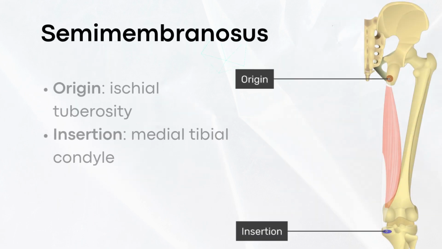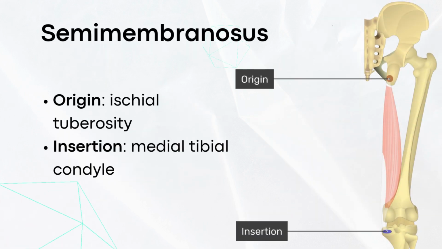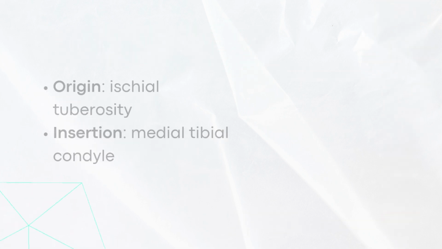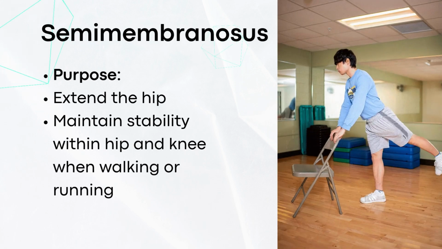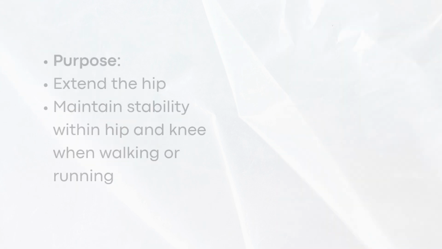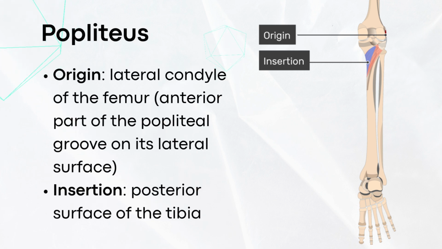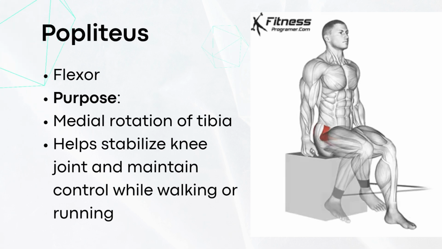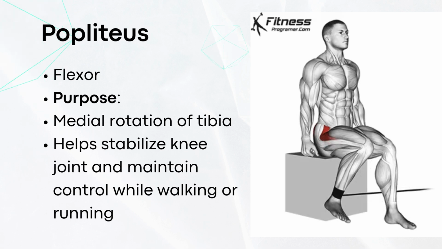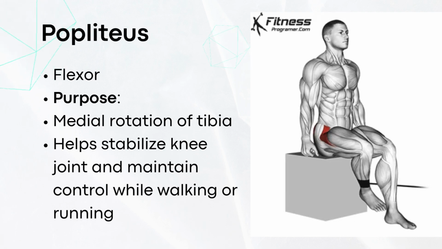The semimembranosus muscle originates at the ischial tuberosity and inserts itself into the medial tibial condyle. Its purpose is to extend the hip and maintain stability within the hip and knee when walking or running. The popliteus muscle originates from the lateral condyle of the femur, specifically the anterior part of the popliteal groove on its lateral surface, and inserts onto the posterior surface of the tibia. It's a flexor responsible for the medial rotation of the tibia, and it helps stabilize the knee joint and maintain control while walking or running.